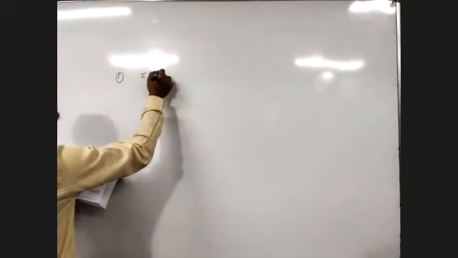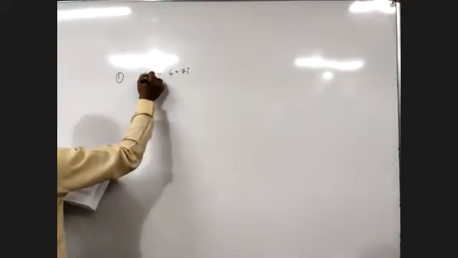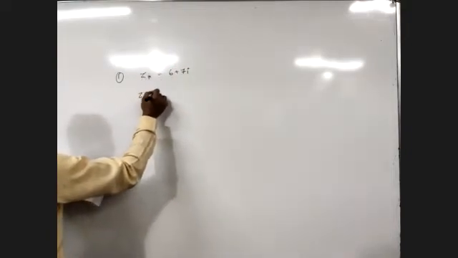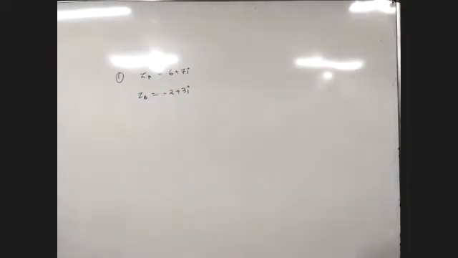Now look at this. Exercise 7.5. Find the distance between the complex numbers. Z1 is equal to 6 plus 7i. Let's write it as ZA. ZB as minus 2 plus 3i. These two complex numbers are given. We need to find the distance between them.